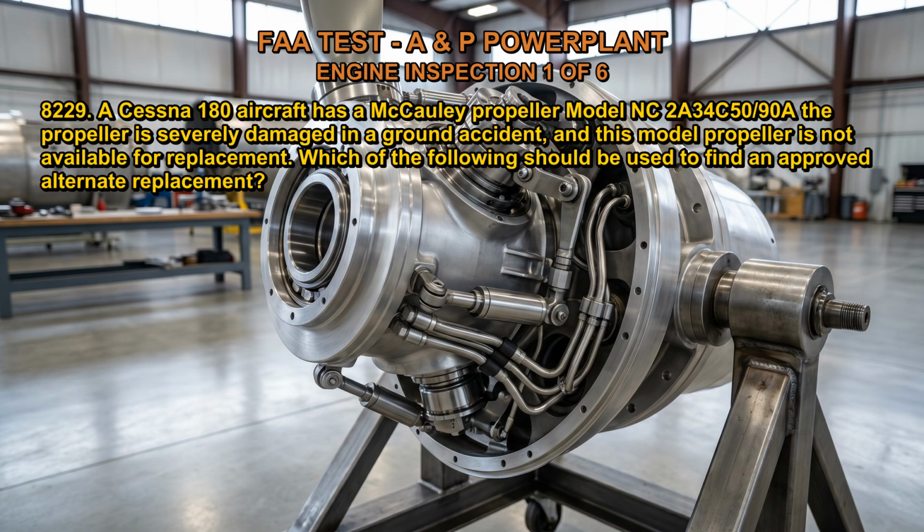8229. A Cessna 180 aircraft has a Macaulay propeller model Q8234C50/90. The propeller is severely damaged in a ground accident, and this model propeller is not available for replacement. Which of the following should be used to find an approved alternate replacement?